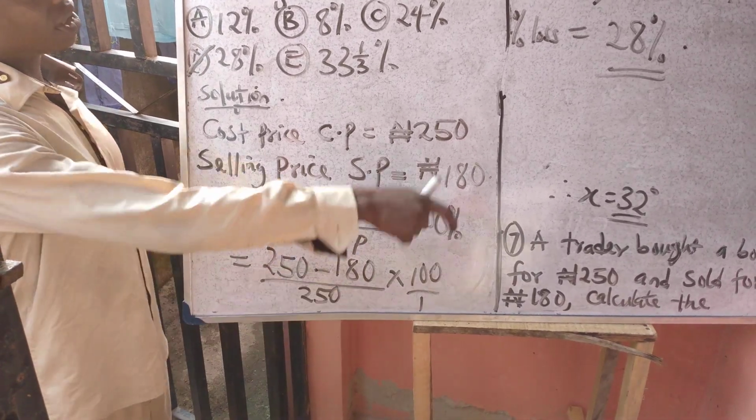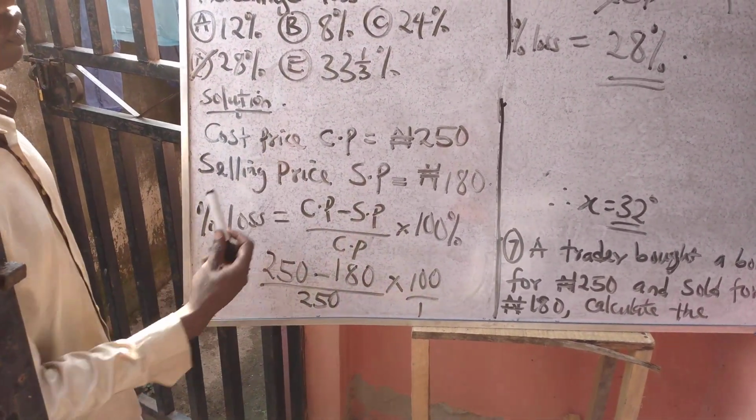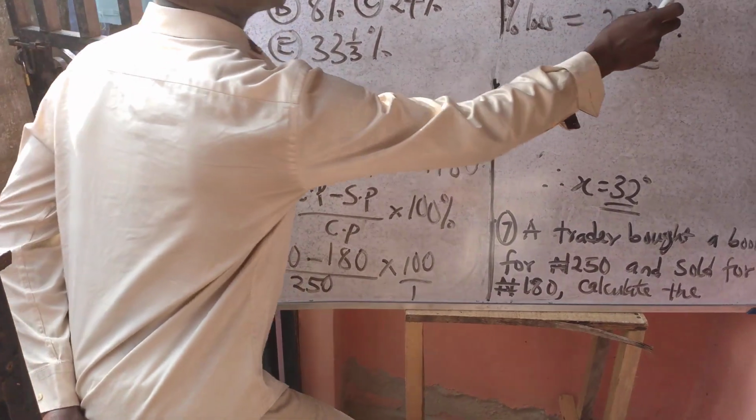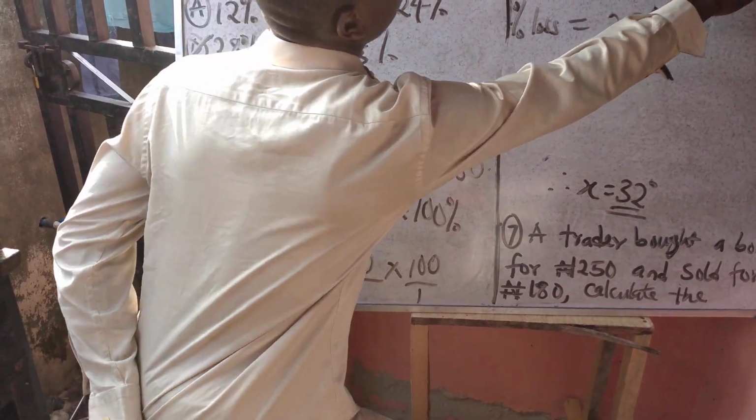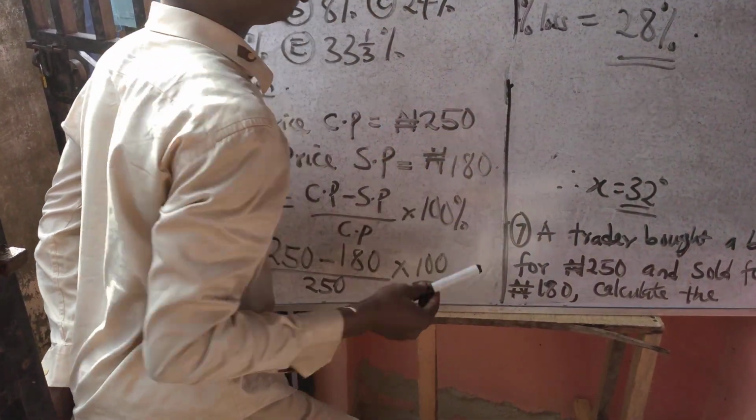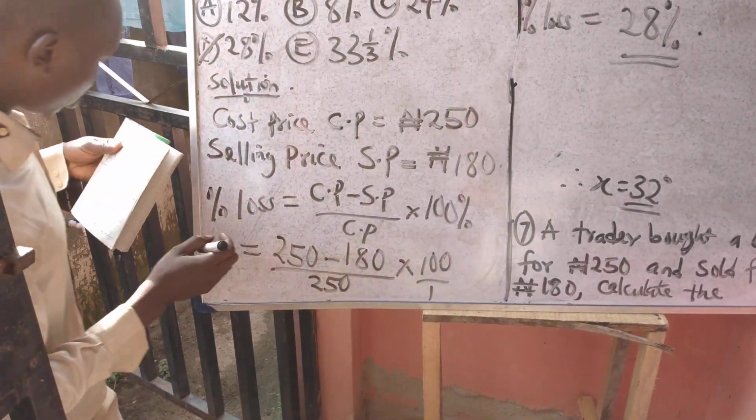So 250 minus 180 gives us 70 divided by 250 times 100. We cancel 0. 25 going into 100 is 4. And 7 times 4 is 28. So we have 28%. Alright, we'll look at the next question.